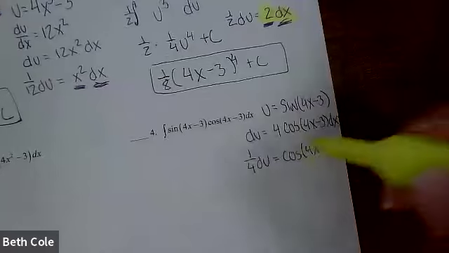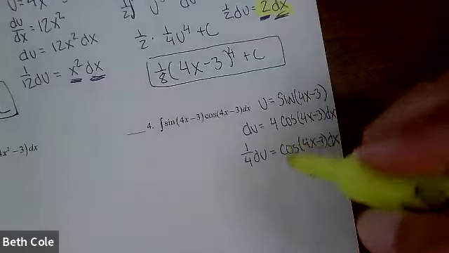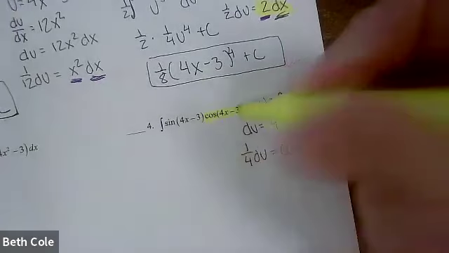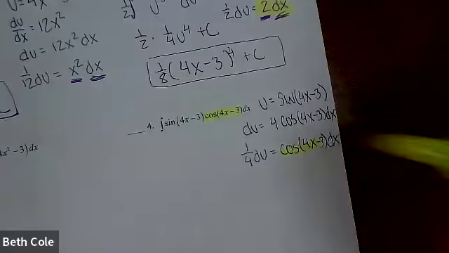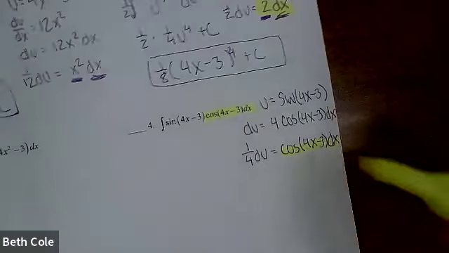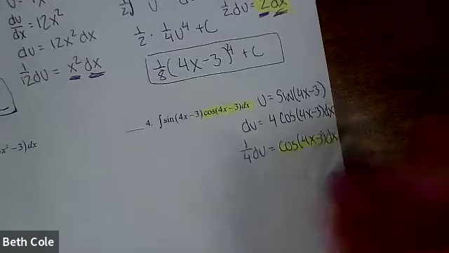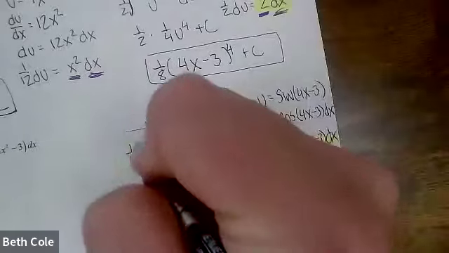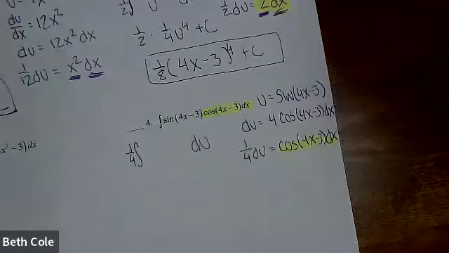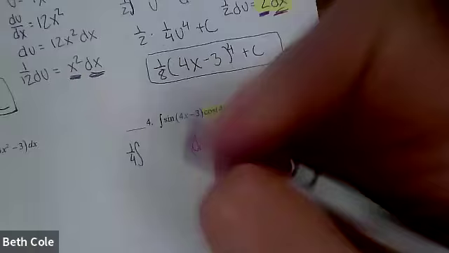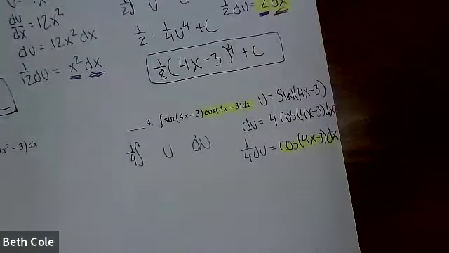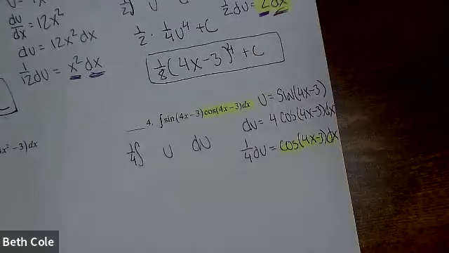Okay. So in place of, and just watch me highlight it, in place of cosine 4x minus 3 and dx, in place of all that, I'm going to put 1/4 du. And whatever I didn't highlight is still there. Which is what? What's still there? You. Don't forget to actually do an antiderivative.